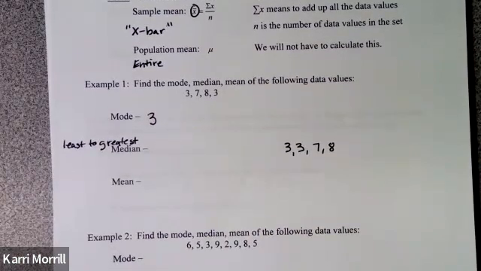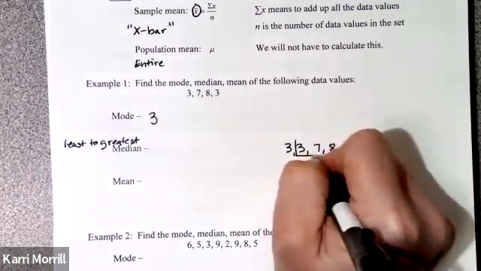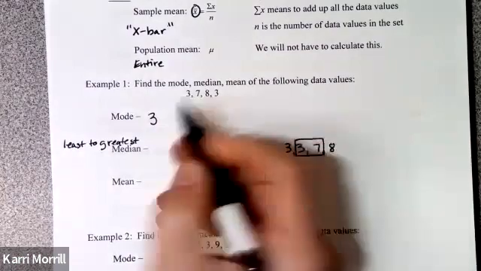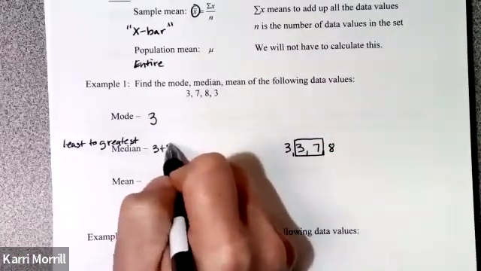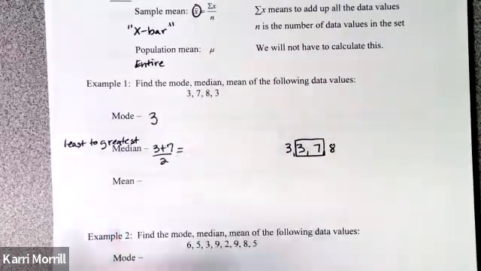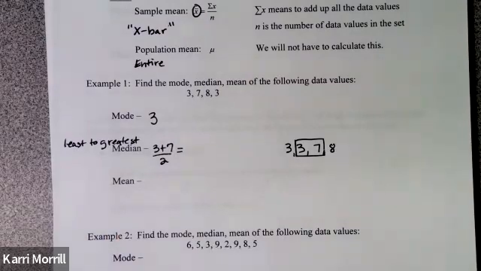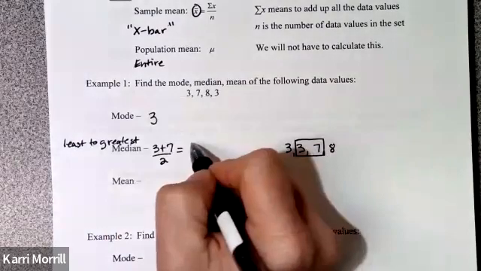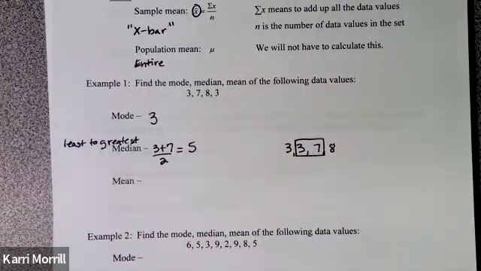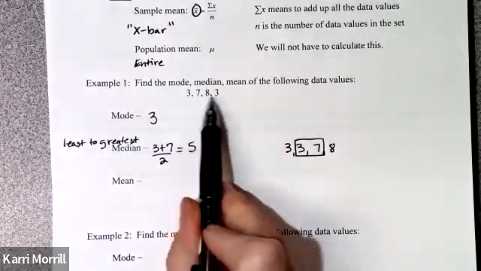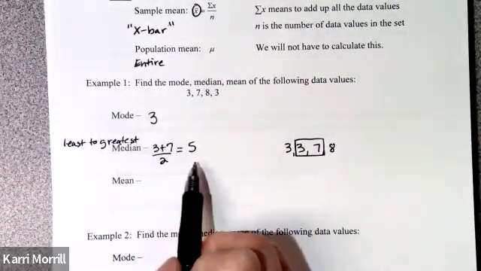If you have an even amount of numbers, you might have two middle numbers like this. So you would be taking 3 plus 7 and then dividing it by 2 to find the mean between those two numbers, the average. So 3 plus 7 divided by 2 is 5. So the median for this set of numbers would be 5.